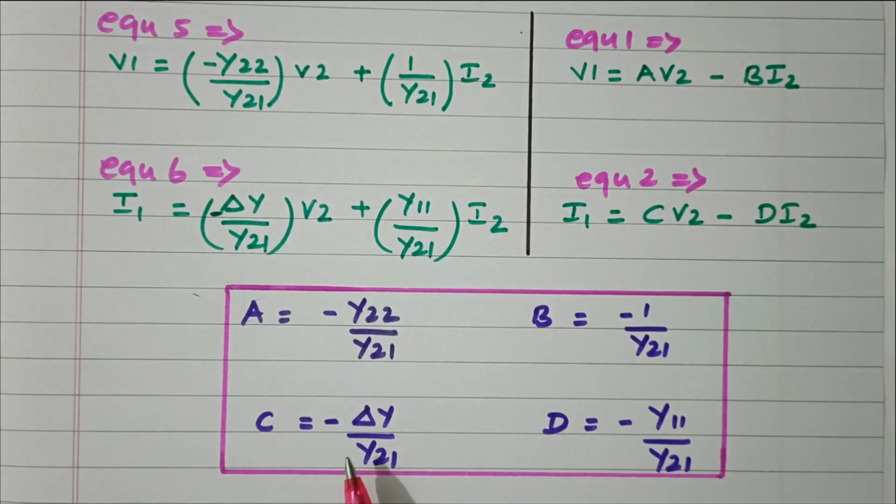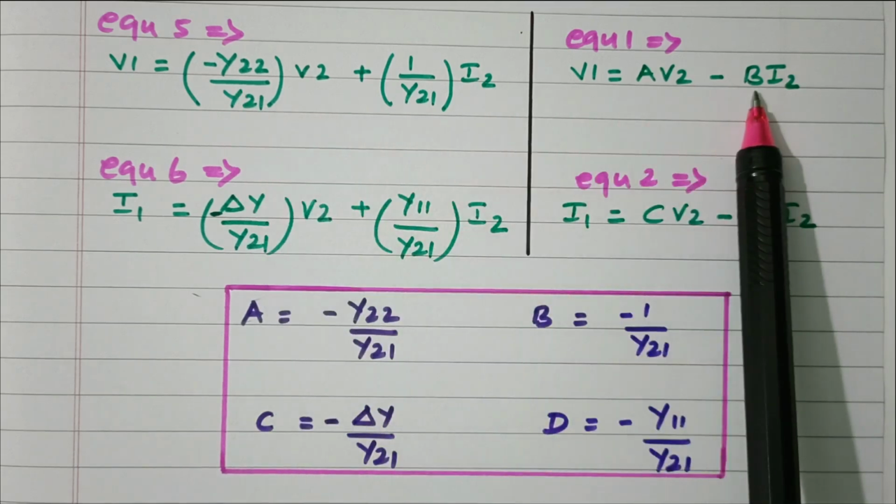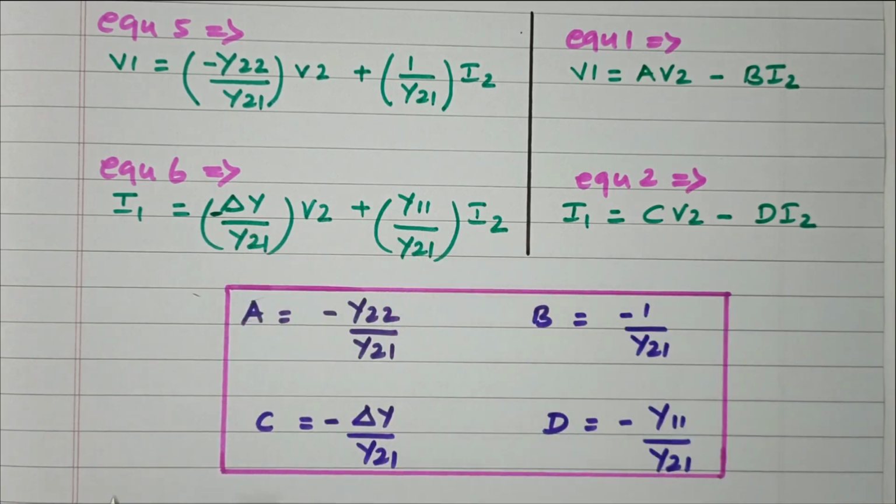So now we got the relationship between ABCD parameters in terms of Y parameters. A is equal to this term, B is equal to this term, C is equal to this term, D is equal to this term. So in this video we discussed what a two-port network is and what parameters are available. Then we discussed the general equations of ABCD parameter and Y parameter. Then we rewrote the equations so that we got the new equations 5 and 6. That is compared with 1 and 2, so that we got the relation between ABCD parameters and Y parameters.